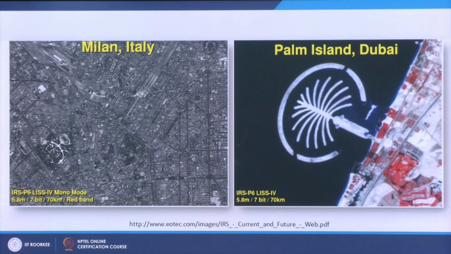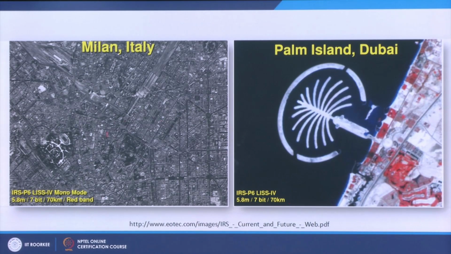This is our own IRS LISS-4 data: 5.8 meter resolution, 7-bit radiometric resolution, and coverage of about 70 kilometers. The channel being used is the red band, whereas this is a false color composite. This is the IRS P6 LISS-4 sensor, and the resolution again is 5.8 meter because it's a merged scene, 7-bit and 70 kilometer.